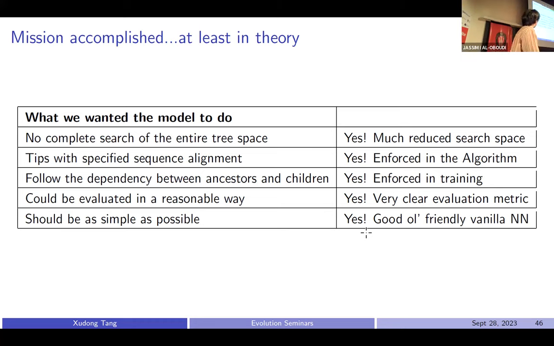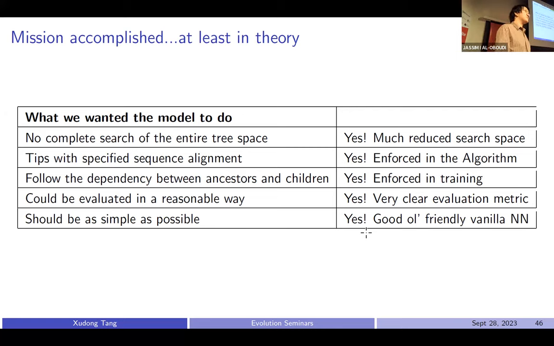Do we have tips with specified sequence alignment? Yes, because in the algorithm, we actually choose the leaf node from the species set. So this is enforced in the algorithm. Do we follow the dependency between ancestors and children? Yes, because we're doing a post-order traversal. So we are always doing a bottom-up generation. An ancestor is always generated after its child. So yes. Could it be evaluated in a reasonable way?